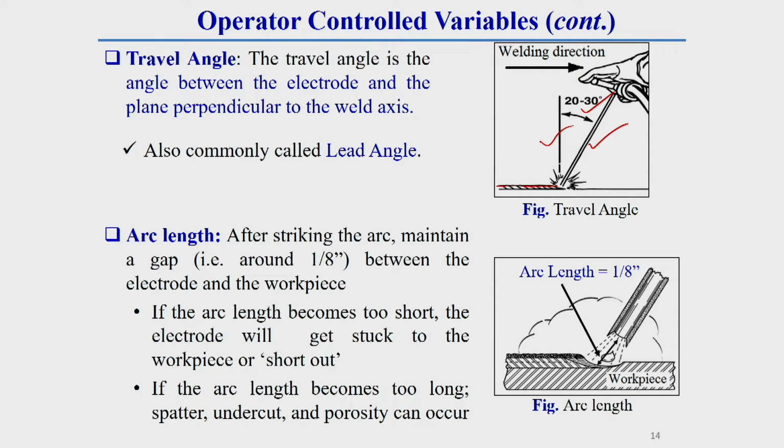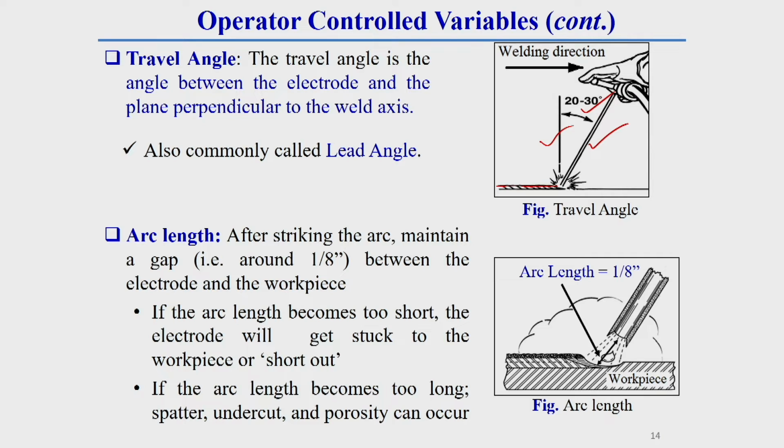Then arc length. I have already discussed arc-related things in detail in physics of welding, but here also you should know the range of arc length. Here the arc length is within a range of 1/8 inch, or around 3 millimeter, or you can say around the diameter of the electrode. So what is this arc length? Generally, arc length is the distance between the base material and the electrode tip. Whatever the distance or gap is there, that is generally called arc length.